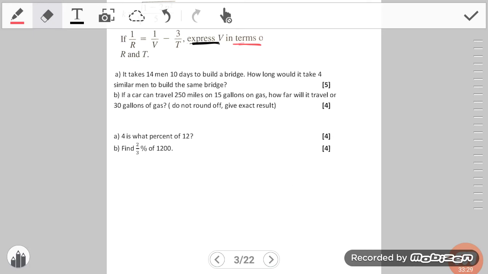So in this part of the problem now, we're looking at direct and indirect proportion. It says here in part A that it takes 14 men 10 days to build a bridge. Your job is to find out how long would it take 4 similar men to build the same bridge. So we're looking at an indirect or inverse proportion question here.